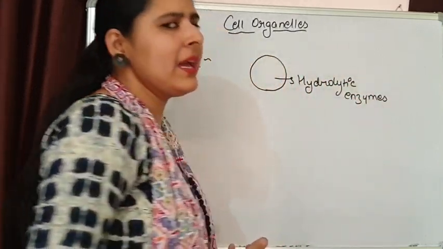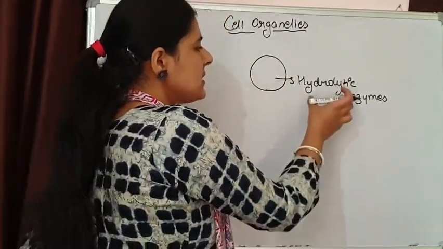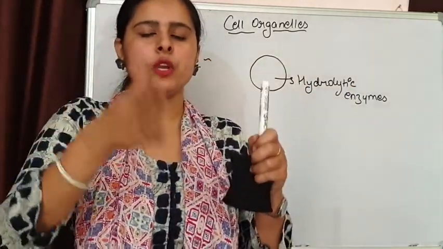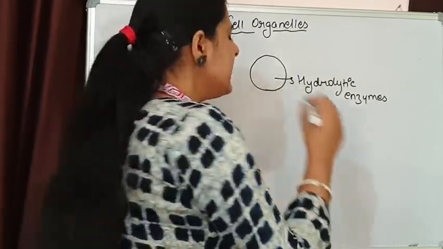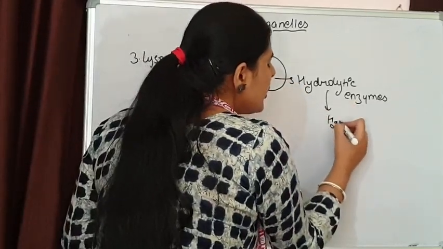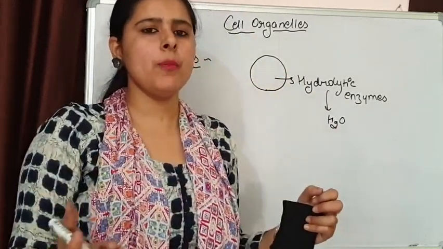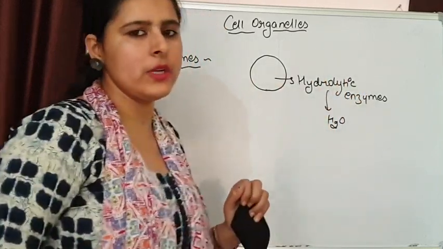What do we mean by hydrolytic enzyme? Hydrolytic enzyme simply means these enzymes are basically responsible for breakage. They are going to break a component. And how are they going to break a component? They are going to add a water molecule in the bond, and by addition of this water molecule, the complex is going to be broken down. That's why they are known as hydrolytic enzymes.